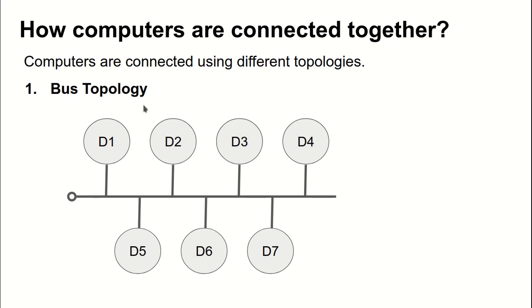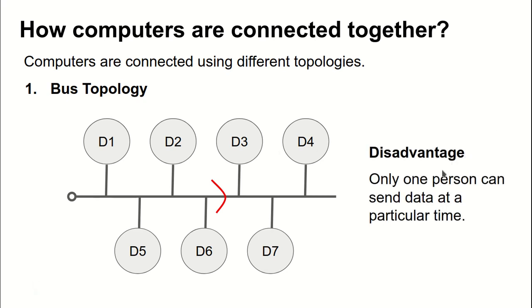But it has some drawbacks also. The first disadvantage of this bus topology is that if this single cable gets broken, then all the devices that are connected to this cable will lose the connection. Another disadvantage is that only one person can send data at a particular time.